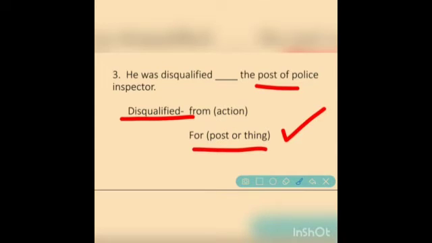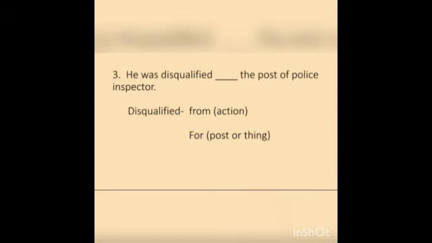Now let me give you an example for from, because it is based on action. He was disqualified from running the race. That means he was disqualified from running the race. So from is used because we are talking about an action based sentence. That's why from is used there and not for. So the answer here is for. I hope it's clear. Let's move forward.